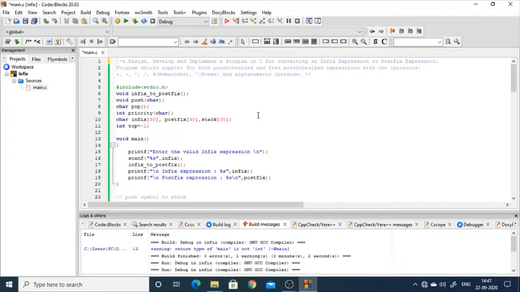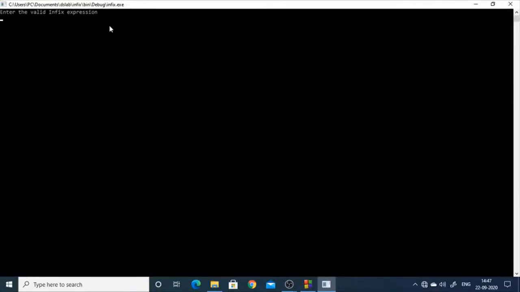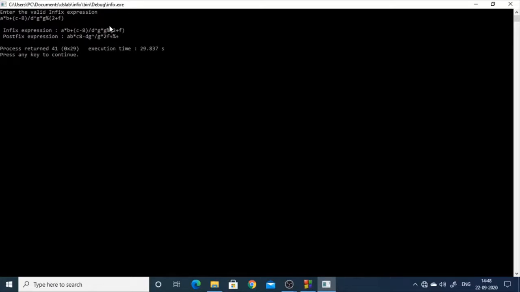Run the program of infix to postfix evaluation. Let us see the execution part. Here they have told to enter a valid expression, so I'll take the expression which I solved in the example. It is A star B plus, opening the bracket, C minus 8, closing the bracket, and then D division D, then power, then G star G, then modulus, and then opening the bracket 2 plus F, closing the bracket. This was the infix expression we had solved, and we got the result as AB star. You can cross verify the result in the problem we have solved. This is the postfix expression we got.